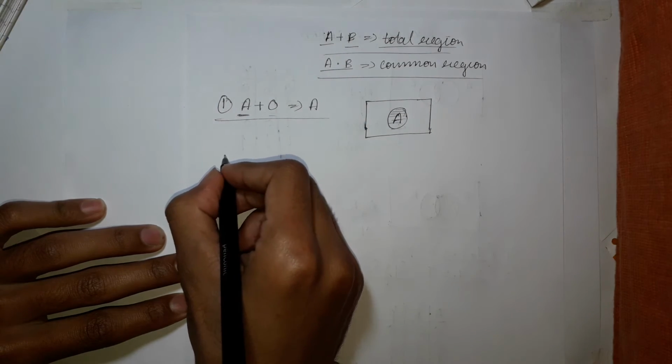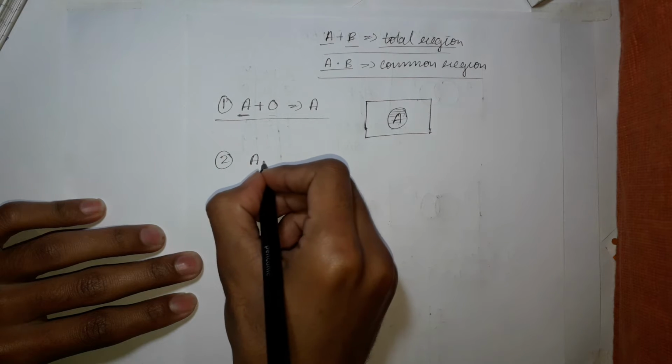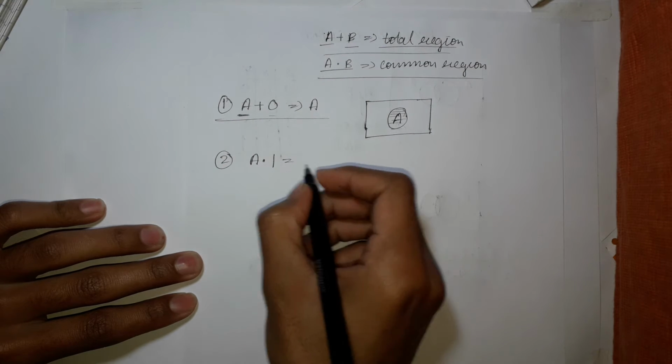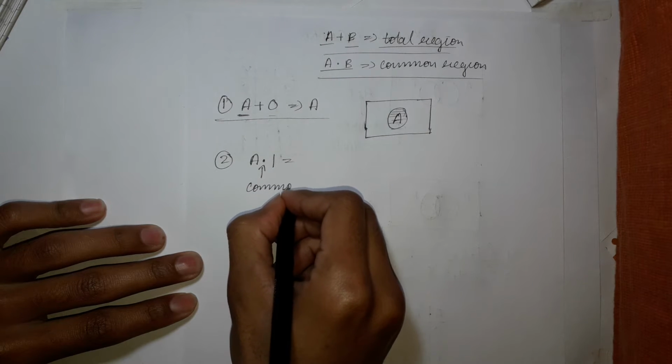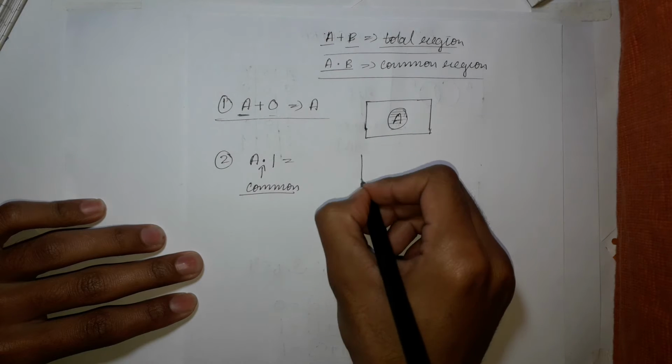Now the next question, that is A and 1. As I have told you earlier, that it represents the common region, common portion. So what is common between A and 1?